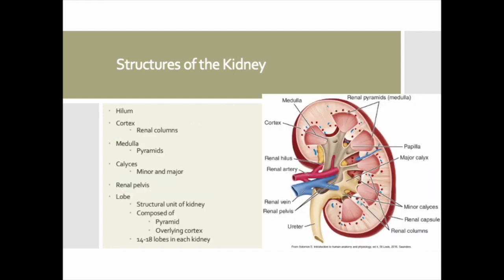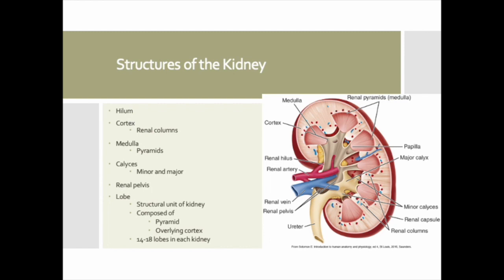Now we're going to look at the internal structures of the kidney. First, recognize where the hilum is located, and you can see that it's medial, and it's this indentation in the kidney where the entry and exit for all our blood vessels are located. Alongside the blood vessels, you'll find nerves, lymphatic vessels, and also the ureter.